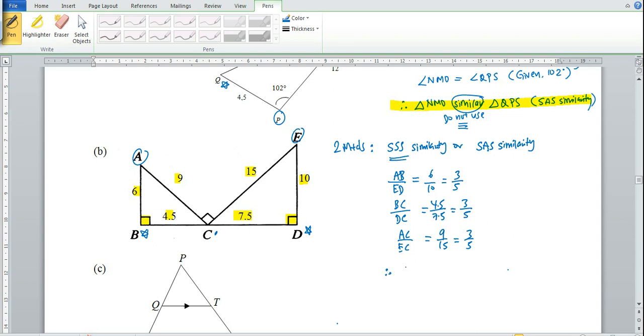Therefore, triangle ABC is similar to triangle EDC. And the test that I've used is the SSS similarity test. So again, 3 evidence, 1 conclusion.